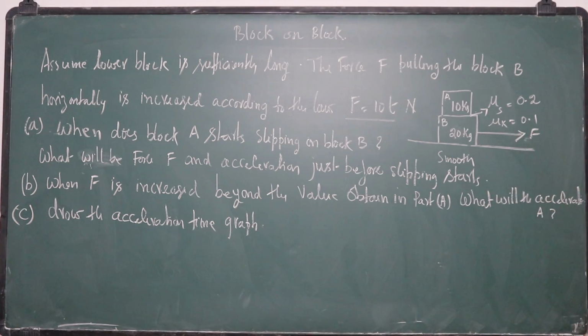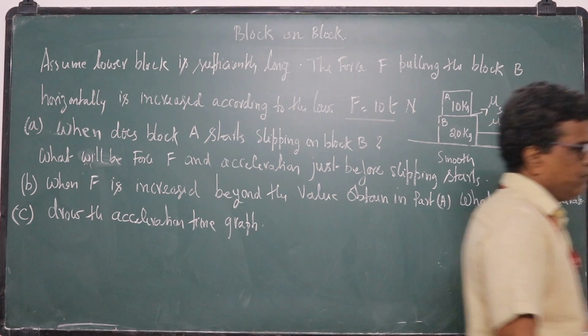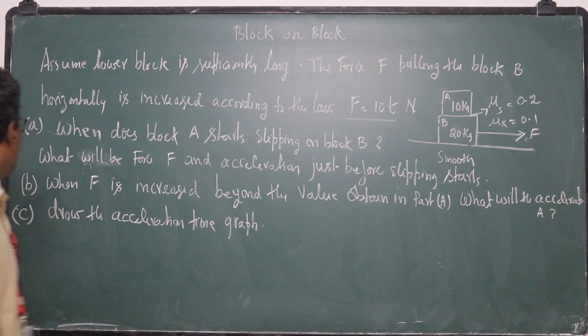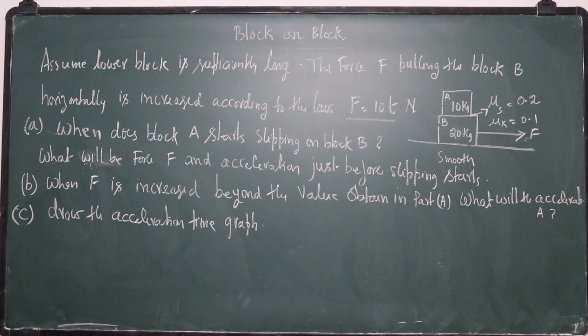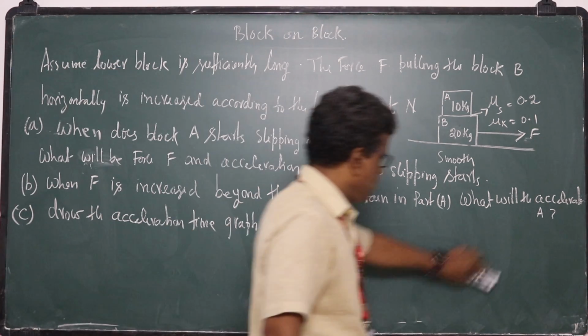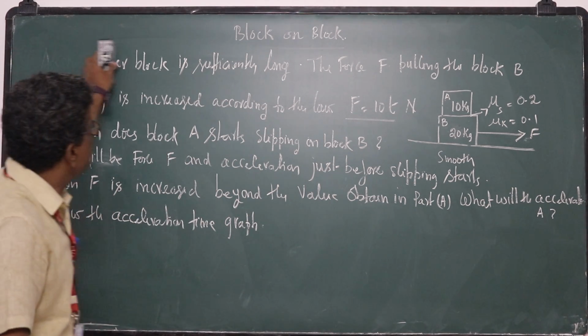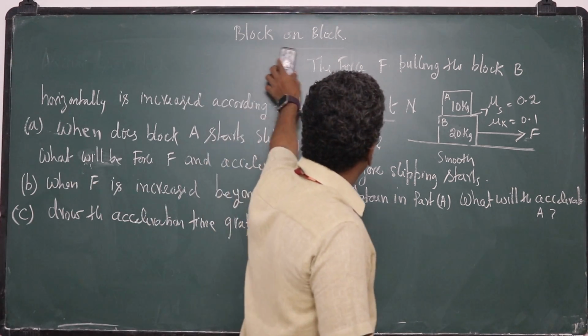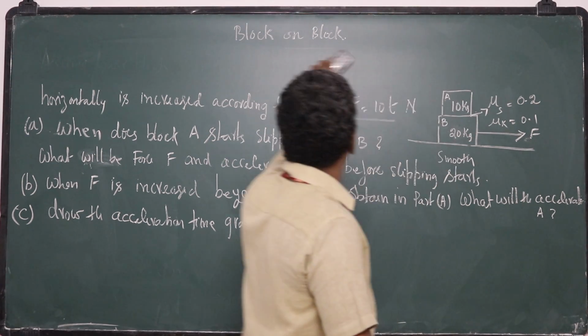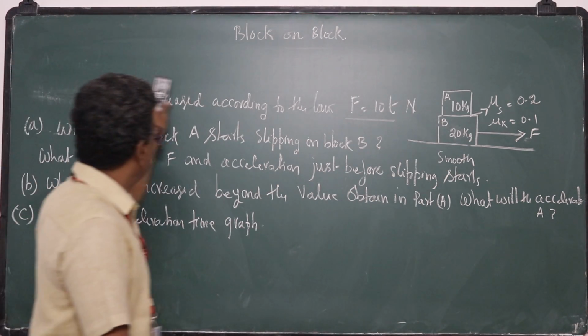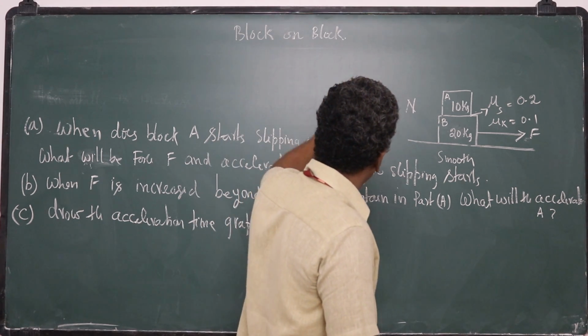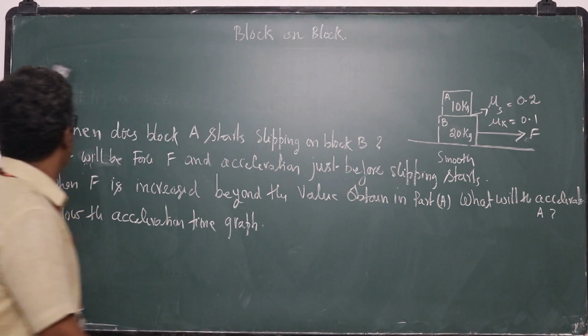Okay, these are the things we have to solve. Now see, first you go through this, the FBDs, and you draw this part. So this is the question. I will draw. Assume the lower block is sufficiently long. The force F is pulling on the block B horizontally, and it is increasing according to the law. So I will rub this space.